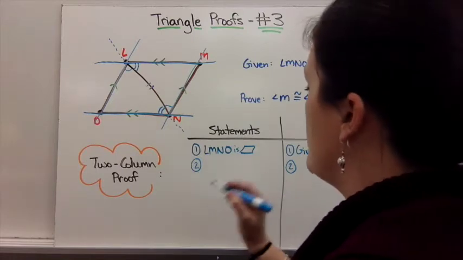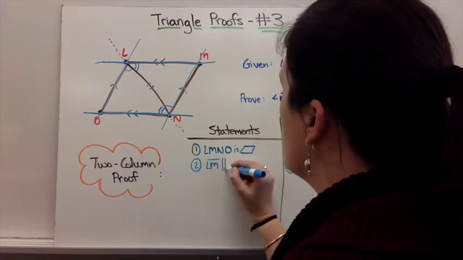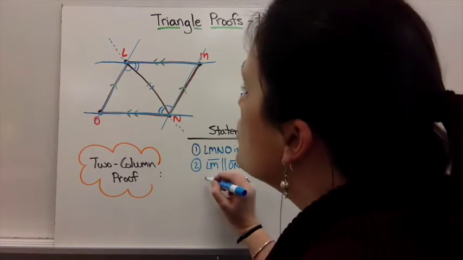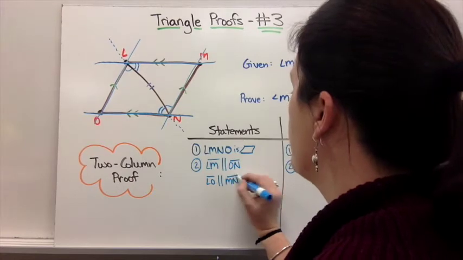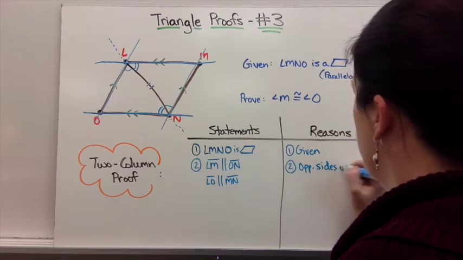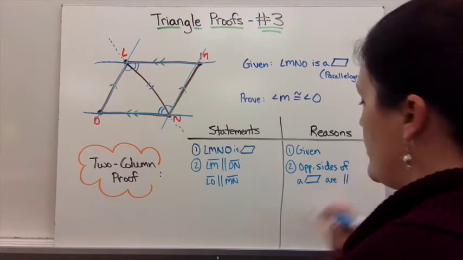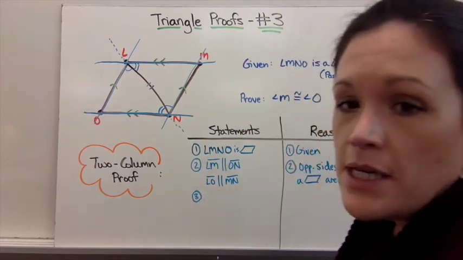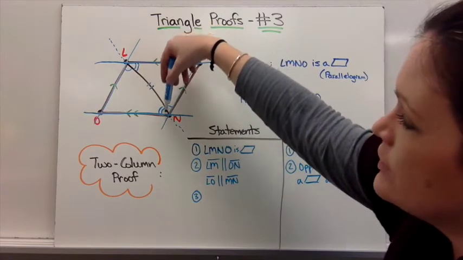So then we can say that LM is parallel to ON, and LO is parallel to MN because opposite sides of a parallelogram are parallel. And then we know from those two pairs of sides being parallel, that those angles we just named would be congruent because they are alternate interior angle pairs.